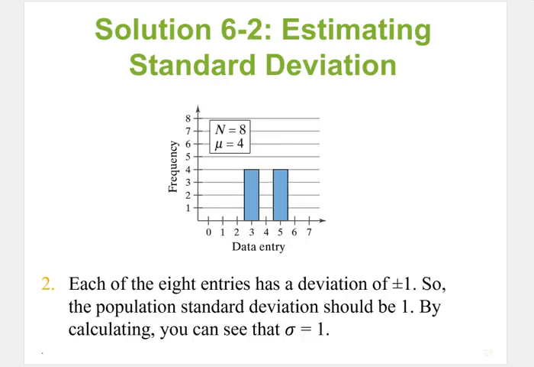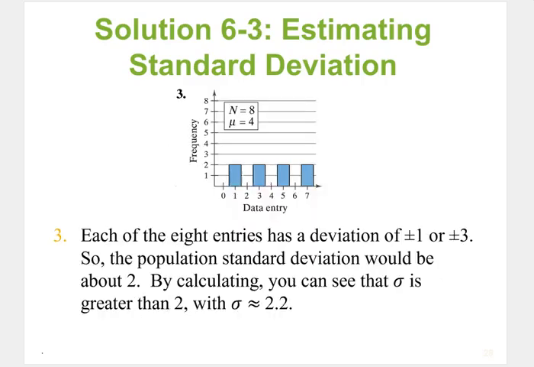Now let's look at the second one. Notice that we have no data points of 4. Our data are only 3 and 5. So this should have a standard deviation of 1 because all of our data is either 1 above 4 or 1 below 4. So that would have a standard deviation of 1.